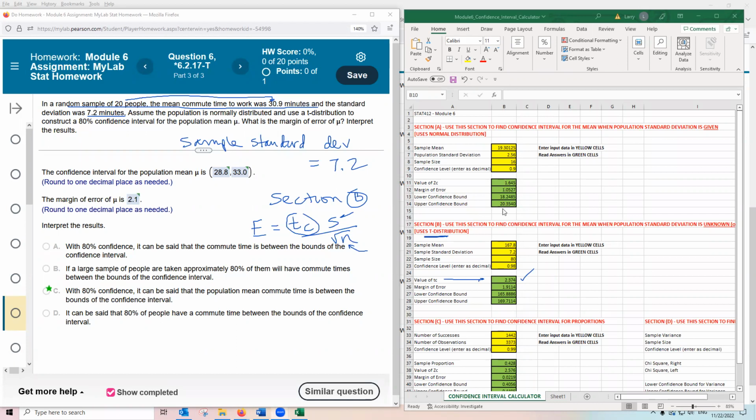Let's see here. The sample mean was given to us as 30.9, so I'm going to type 30.9 here. The sample standard deviation was given to us as 7.2 minutes. The sample size was 20 people. And this problem is asking us for an 80% confidence interval, so I'm going to type in 0.80. Okay, so the margin of error is given here as 2.1. The lower bound is 28.8. And the upper bound is 33.0.